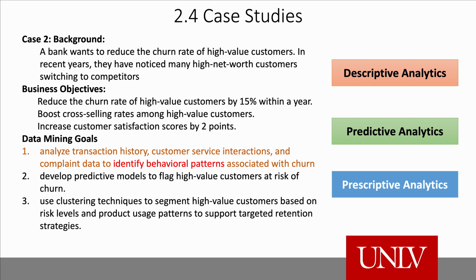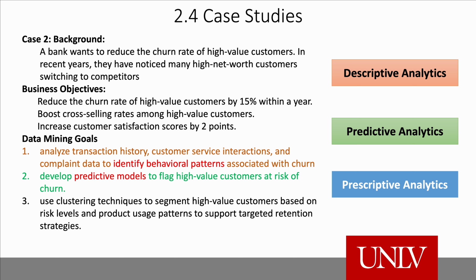Once the bank understands why customers leave, the next step is to predict who is likely to leave next. This is where predictive analytics comes in. By using models like logistic regression or machine learning classifiers, the bank can assign a churn probability score to flag each high-value customer. That way, they can take action early, reaching out before a valued client walks away.